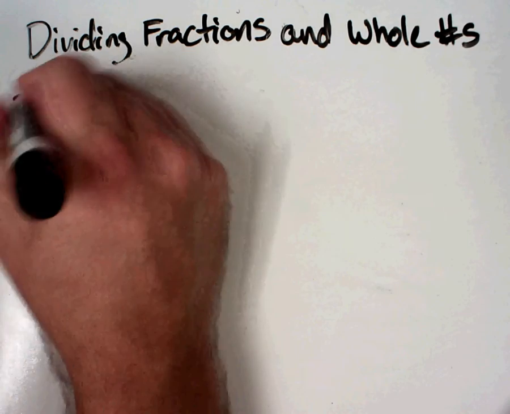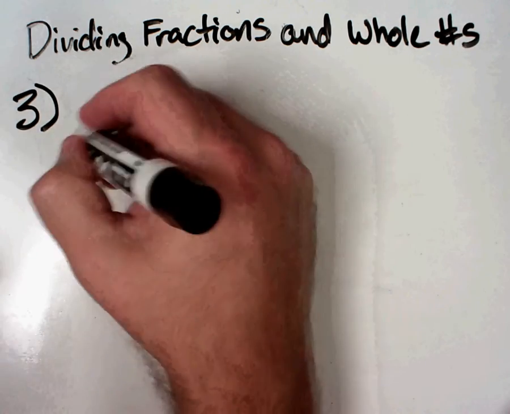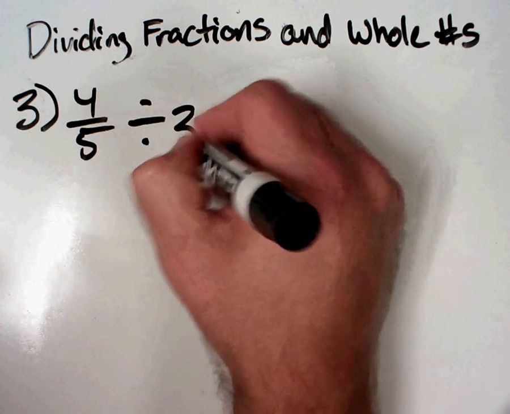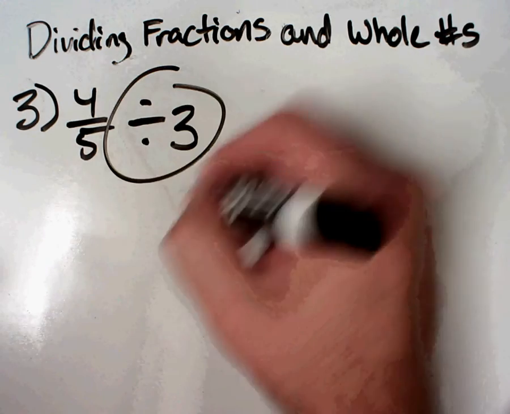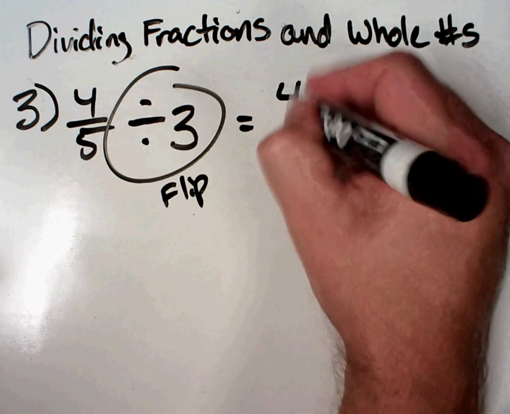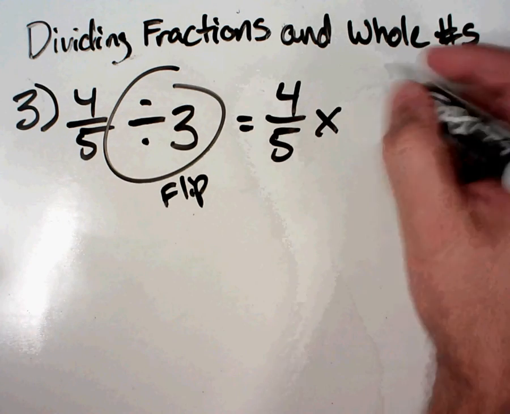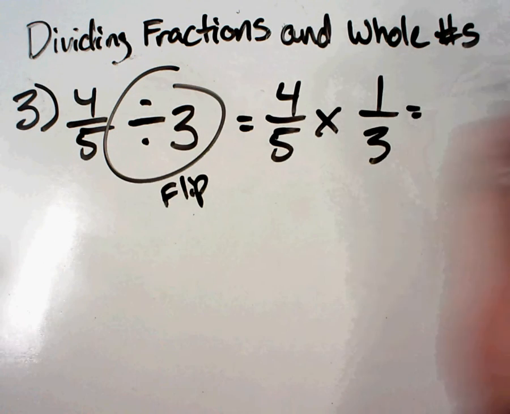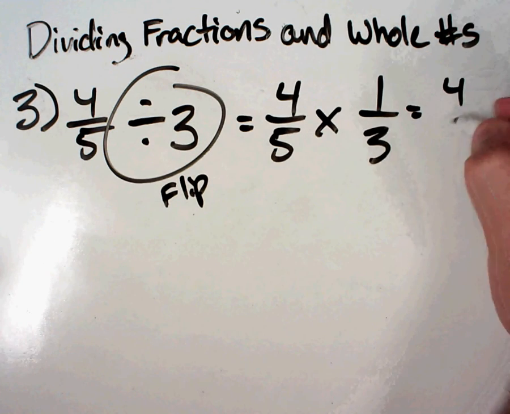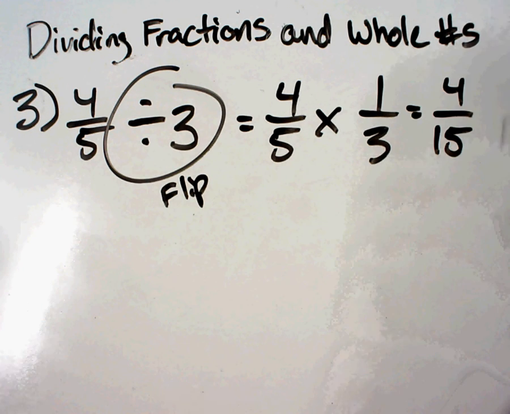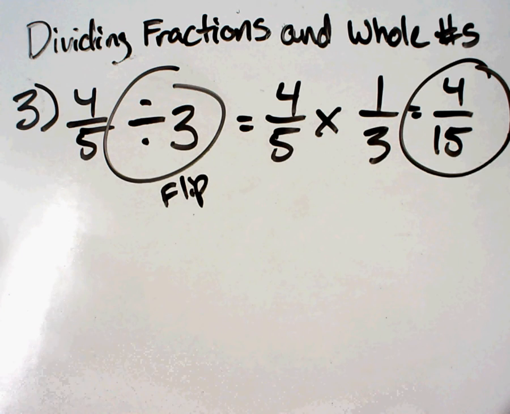All right, number 3. 4/5 divided by 3. Again, I'm going to flip and then multiply. So this becomes 4/5 times 1/3. 4 times 1 is 4. 5 times 3 is 15. I cannot simplify it, so that is my final answer.